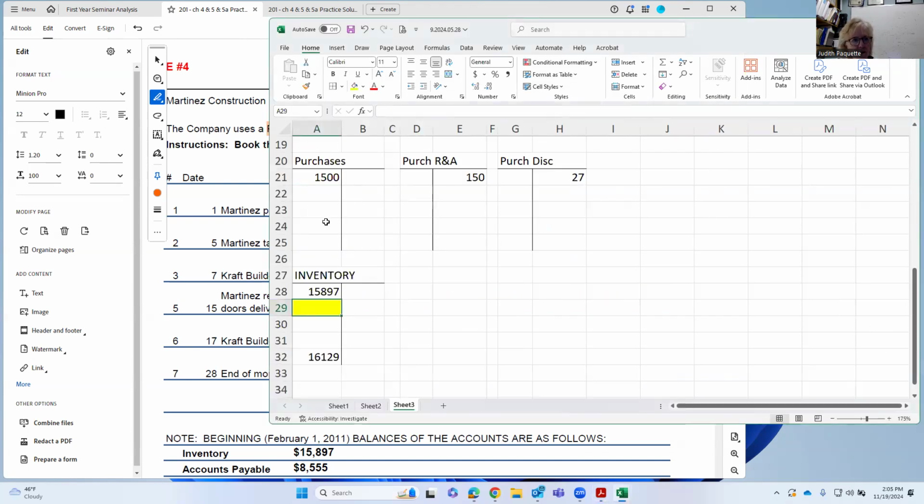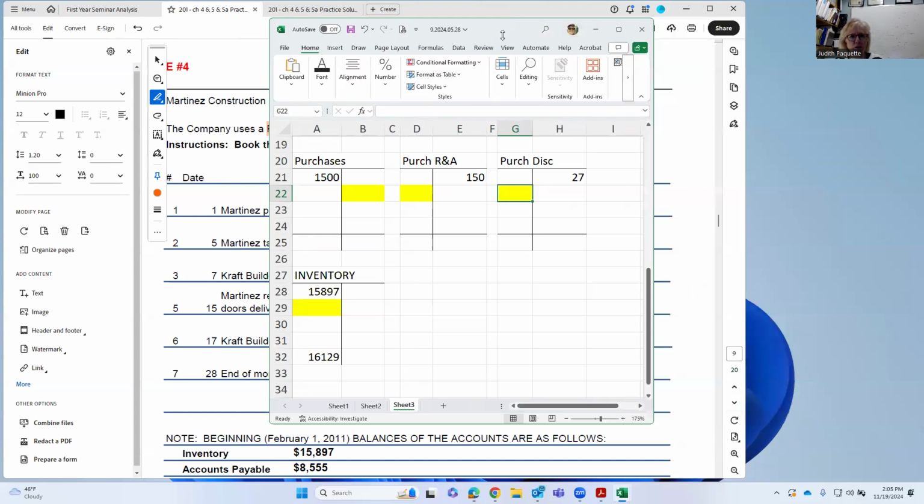I also need to make all of these go to 0, because these are temporary accounts and I want them all to go to 0. So I need a credit here, I need a debit here, and I need a debit here.